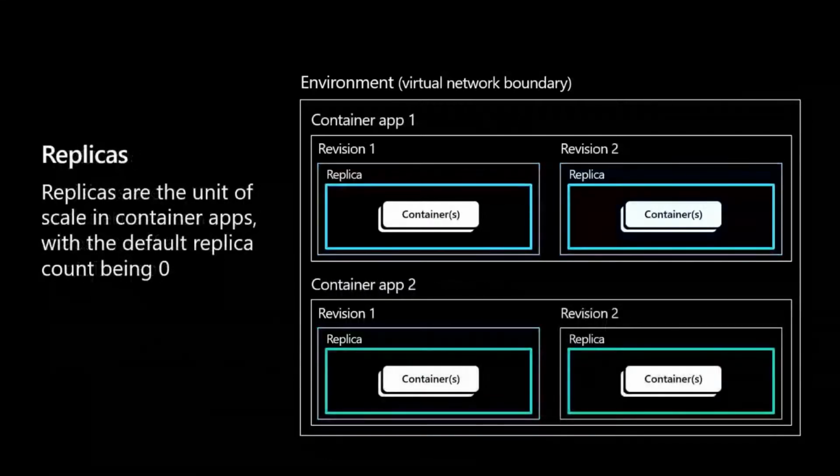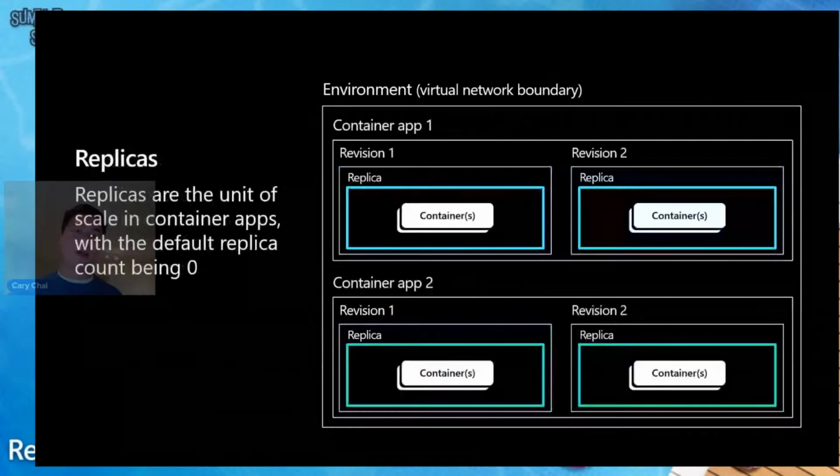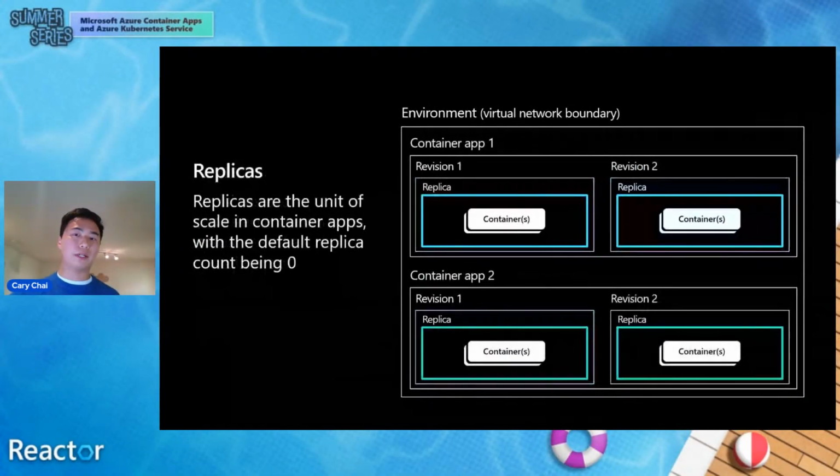Next up, we have replicas. And replicas are really great because they're the unit of scale that we have for Azure Container Apps. So for every single container app that you have, the number of instances is going to be the replica count. So as you're scaling in and out, the number of replicas that you have for your container app is going to be changing, increasing and decreasing.